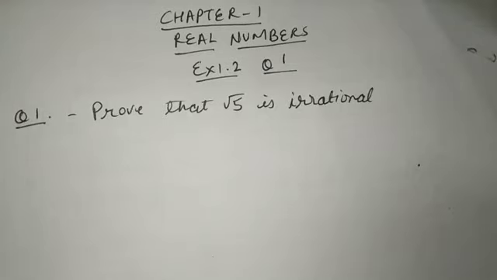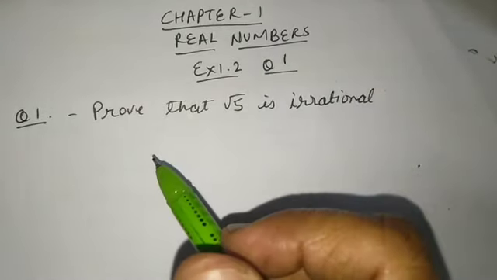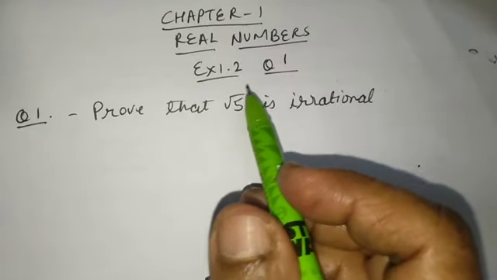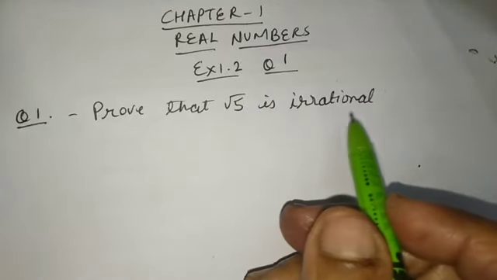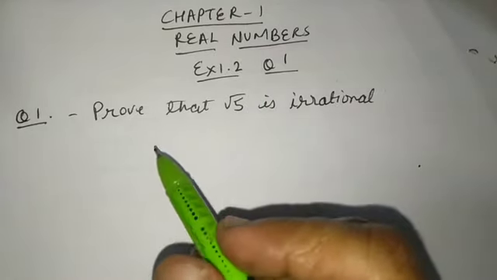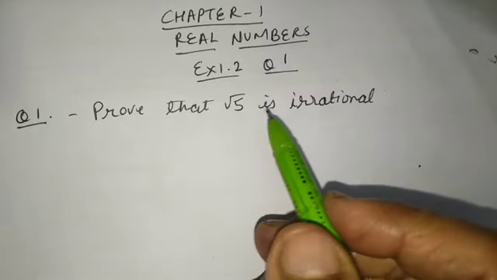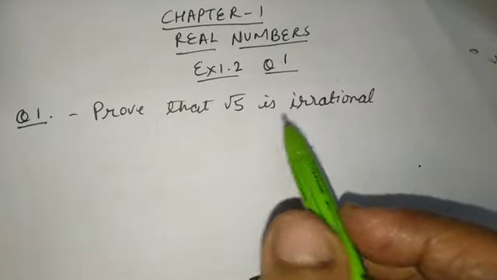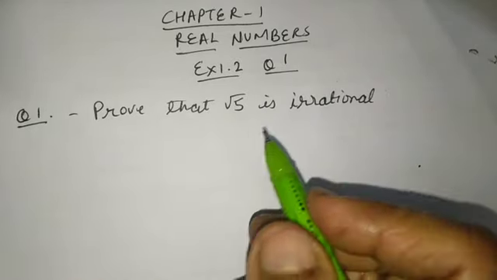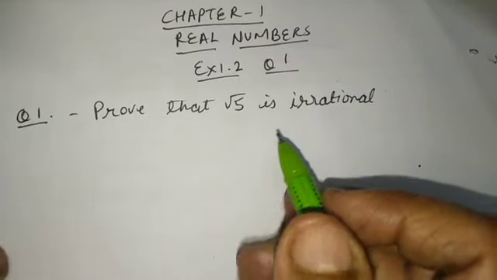Hello student, this is a question from class 10th, chapter 1, real numbers, exercise 1.2, question 1: prove that root 5 is an irrational number. We will solve this question by the contradiction method. Let us first assume that root 5 is a rational number.